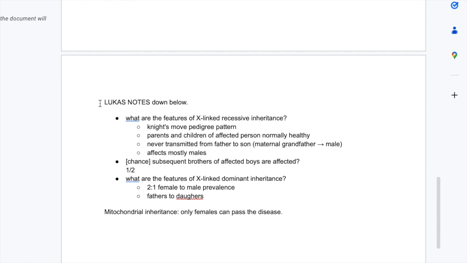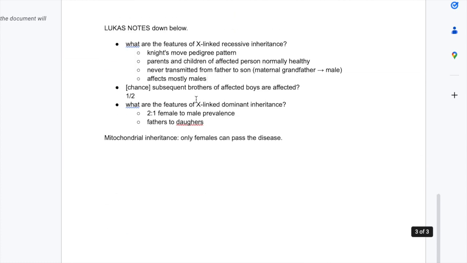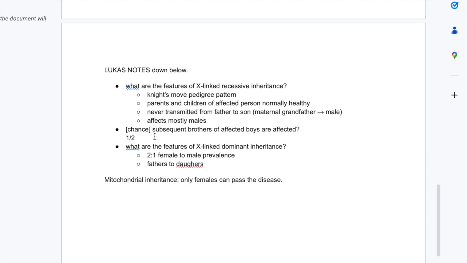Luca's notes, again, I'm not going to recreate something if something's already perfect. So I just pulled this off Luca's notes, which is what are the features of X-linked recessive inheritance. Here are a couple that you can recognize. Honestly, this is going to make more sense once you watch these two videos and do the GLS. You have a half chance of brothers of affected boys being affected with X-linked recessive, I believe.